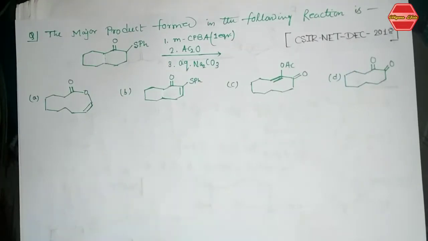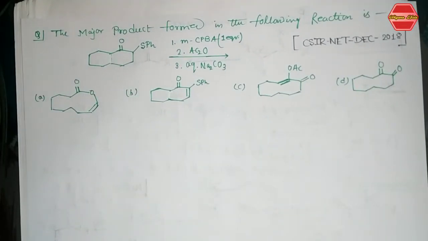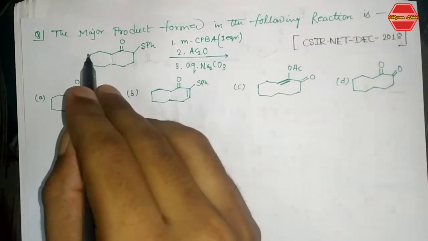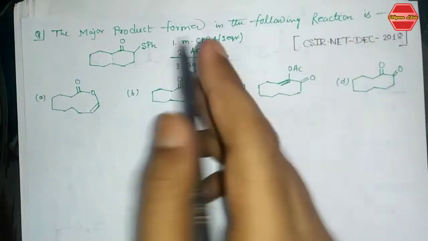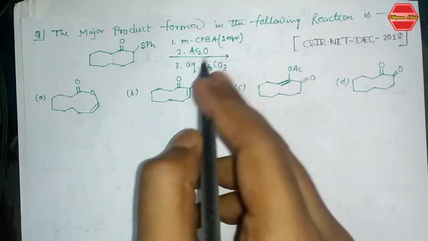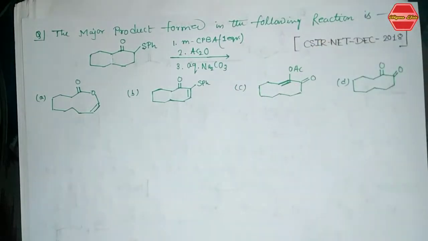Now let's move on to the next question, which also recently came in CSIR-NET December 2018. The question is that you have been given a substrate like this, and you have to predict the major product. The reagents are metachloroperbenzoic acid, 1 equivalent, and Ac2O and aqueous Na2CO3.